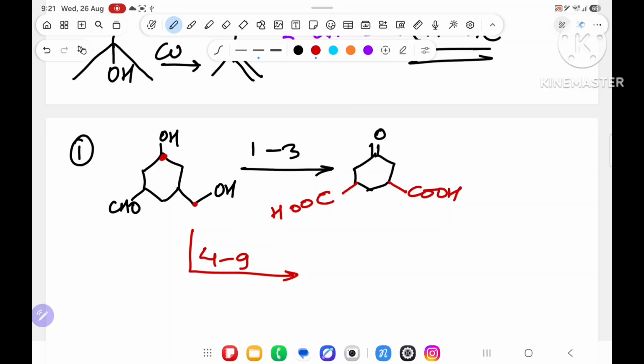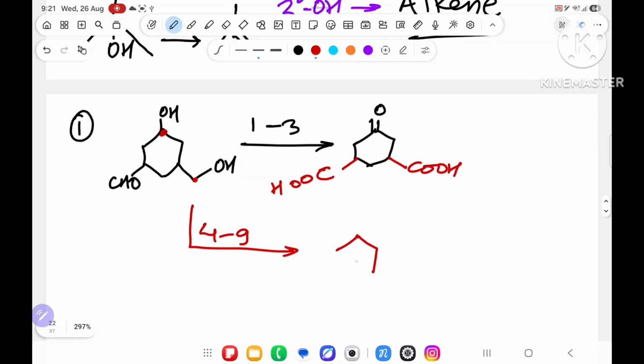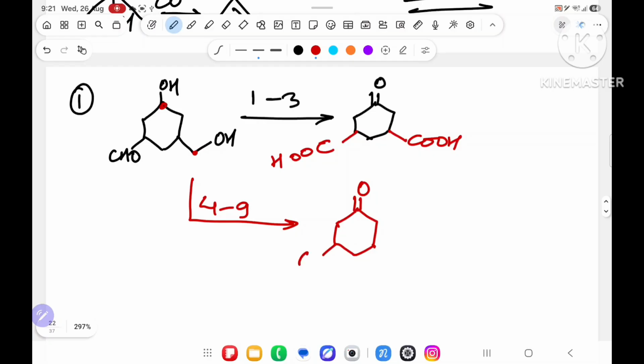If you take 4 to 9, what will happen? 2 degree alcohol is converted into ketone. Over here the aldehyde is not touched. Over here, the alcohol is already there. 1 degree alcohol is also converted into aldehyde, not carboxylic acid. Not carboxylic acid. Understood the point?